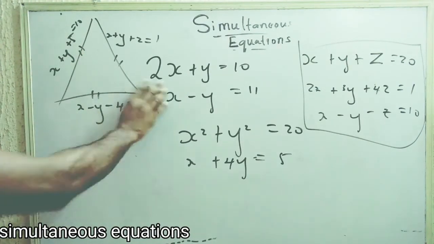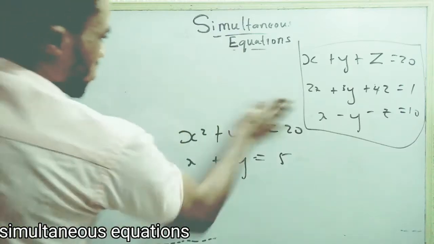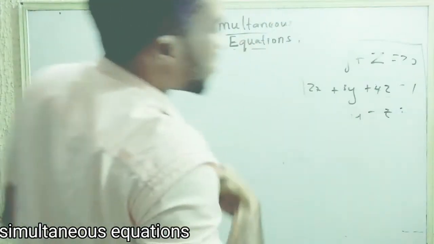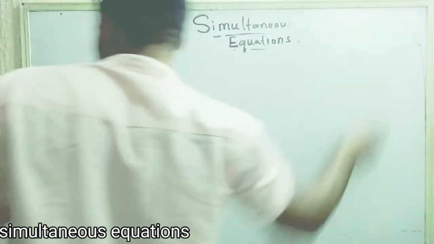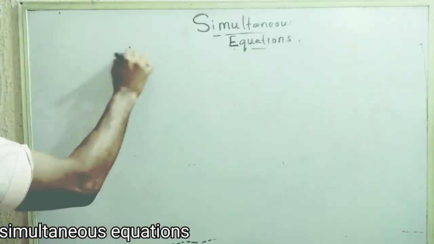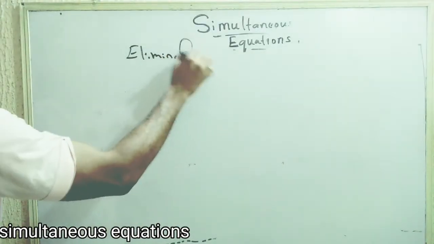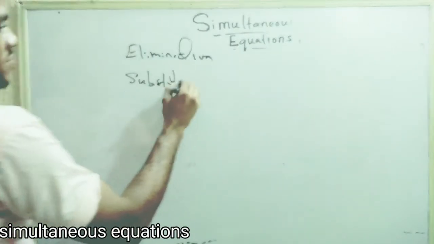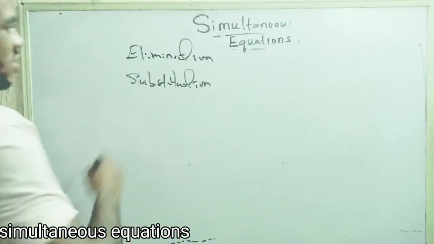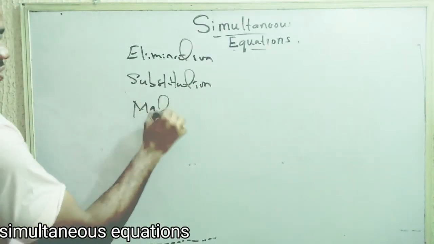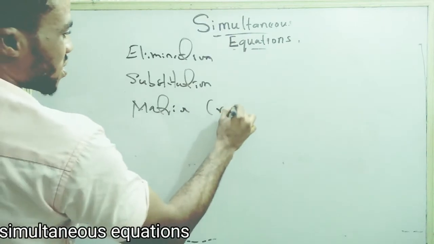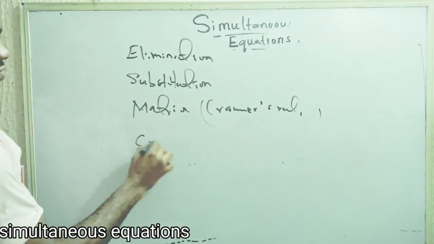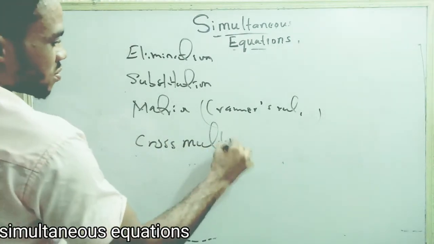Then there are many methods of solving simultaneous equations. In this video, I'll be talking about only four methods of them. You can look up all other methods from another source. The first method I'll be talking about is the elimination method. After the elimination method, I'll talk about the substitution method. After that, I'll talk about the use of matrices, or what we normally call Cramer's rule. Then after that, I'll talk about the use of the cross multiplication method.